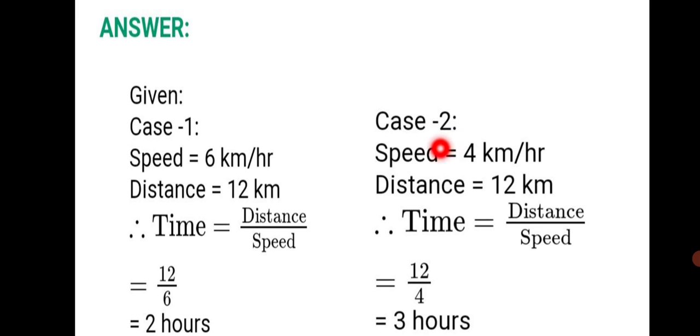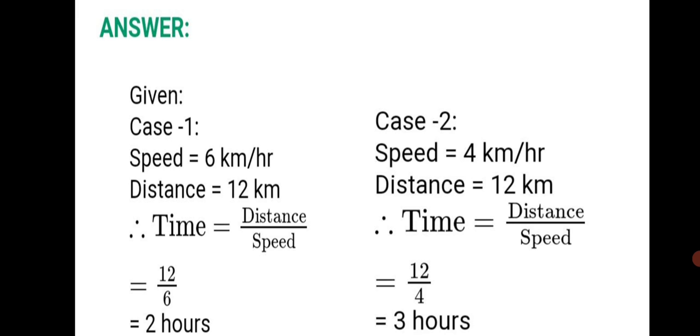In case 2, the speed given is 4 kilometers per hour and the distance is again the same, 12 kilometers. So time formula is equal to distance upon speed. Here distance is 12, so we write 12 upon speed is 4, so we write upon 4. 12 divided by 4 is equal to 3. So when the speed is 4 kilometers per hour, distance is 12 kilometers, the time required is 3 hours.